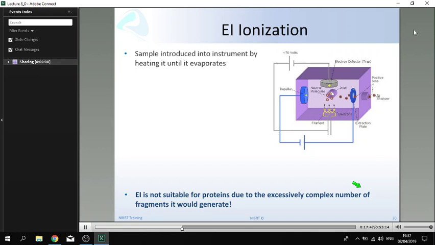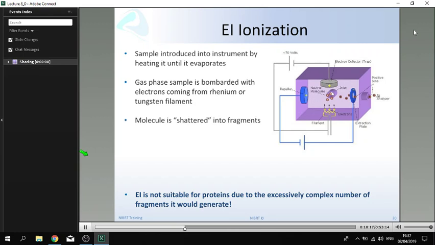So electron ionization, this is the hard method. This is one of the first methods that was used. In this case, we are ionizing our samples by introducing a sample into an instrument by heating it until it evaporates. Once it's introduced into the instrument, this gas phase sample is bombarded with electrons that are coming from a rhenium or tungsten filament. So the sample comes into the system, and then it's bombarded by electrons.